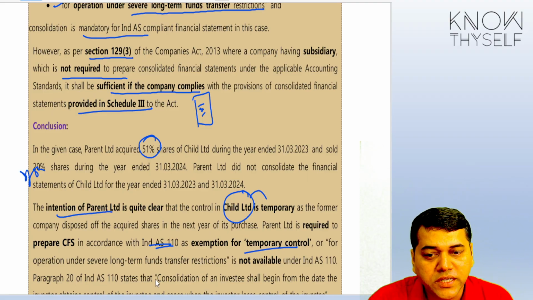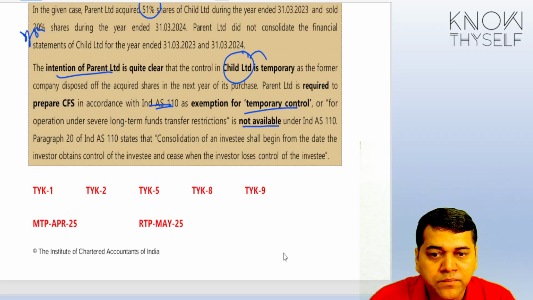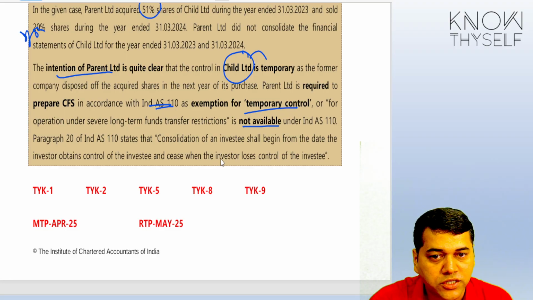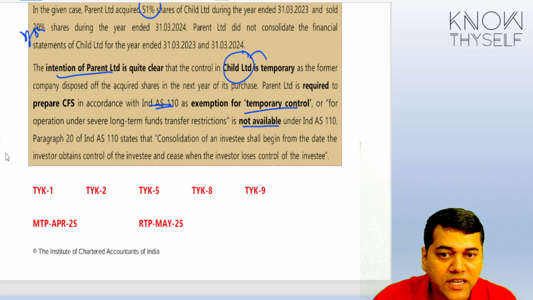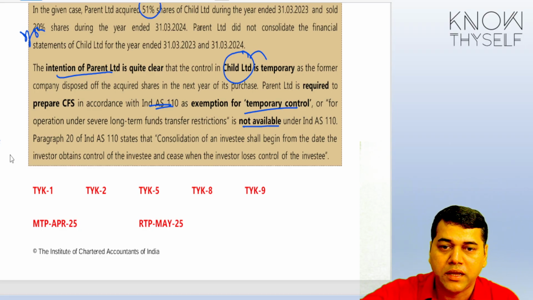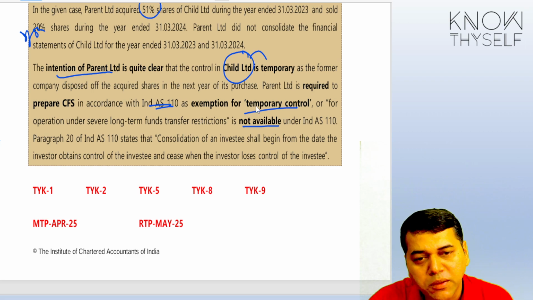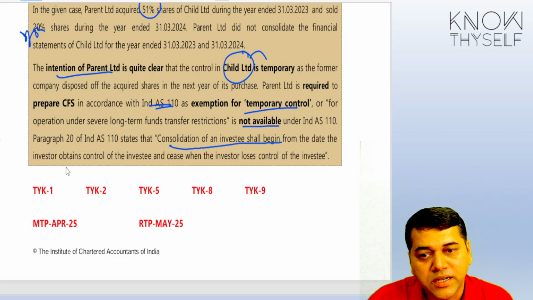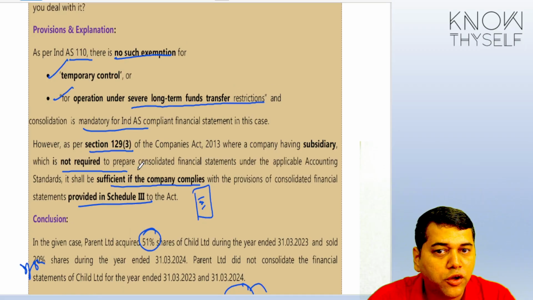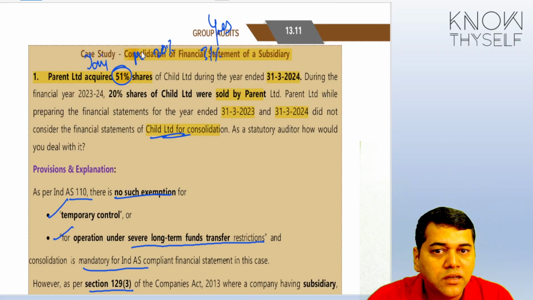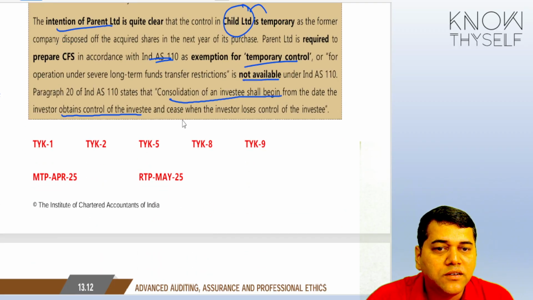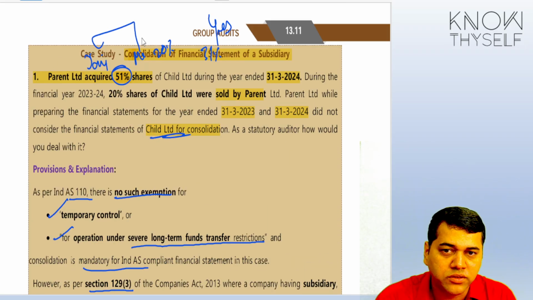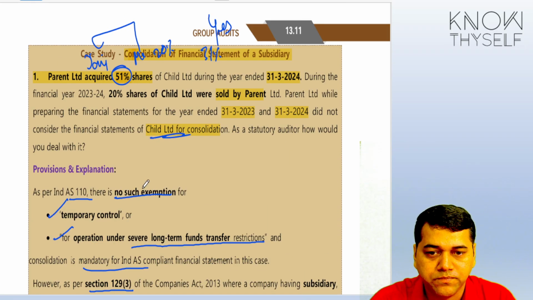Okay. So the operation under severe long term restrictions is not available in 110. So if they are talking about Ind AS 110, they have to do the consolidation, and 110 also says what to do when you lose the control, how to prepare all the statements and all. But if you are talking about the accounting standard, you need not prepare. So consolidation of an investor shall begin from the date the investor obtains the control, in January, and it should end when the investor loses the control, in March. So for this period of 3 months or 2 months, you have to prepare CFS. You have to show them.